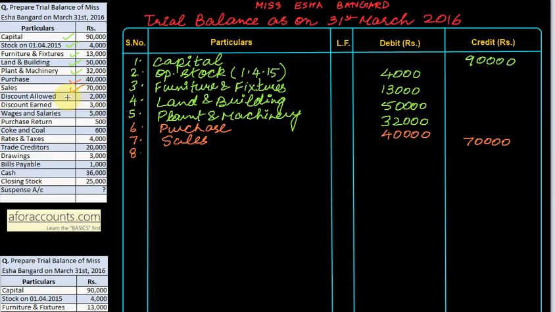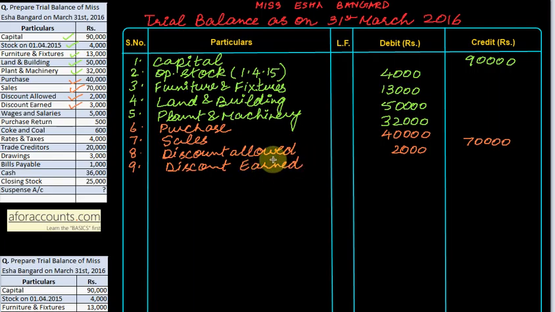Discount allowed is my expense, debit side. So discount allowed 2,000. Discount earned or discount received is my income, to my credit side. Discount earned is 3,000 to my credit side. Wages and salaries, my expense. So debit side, wages and salaries 5,000.